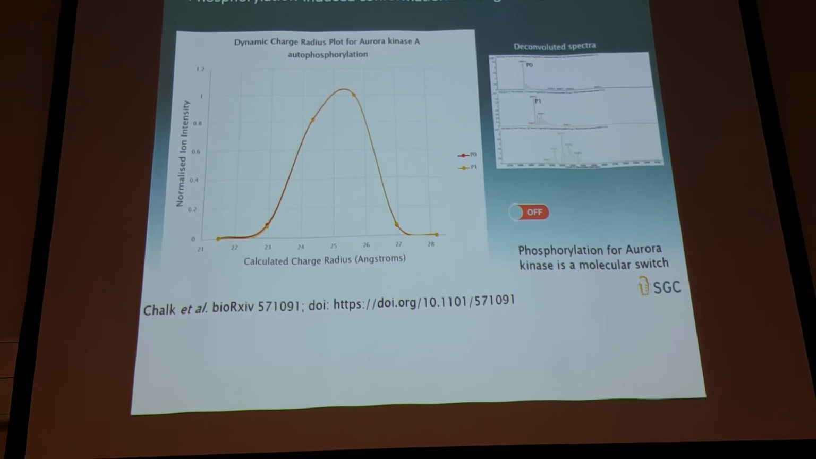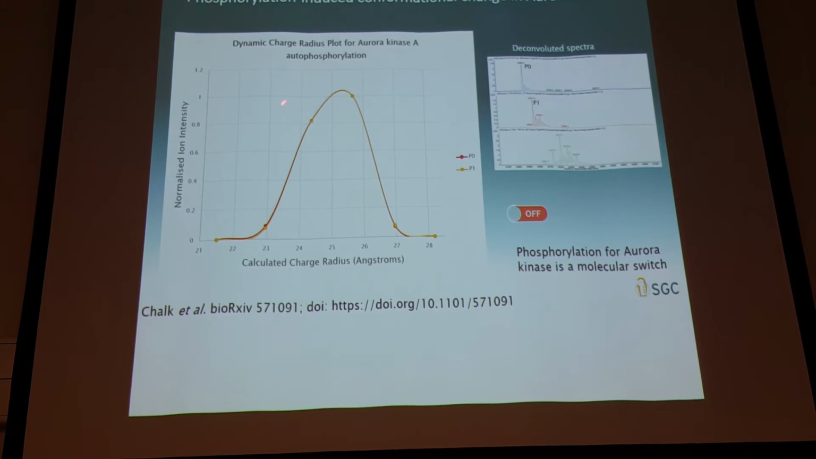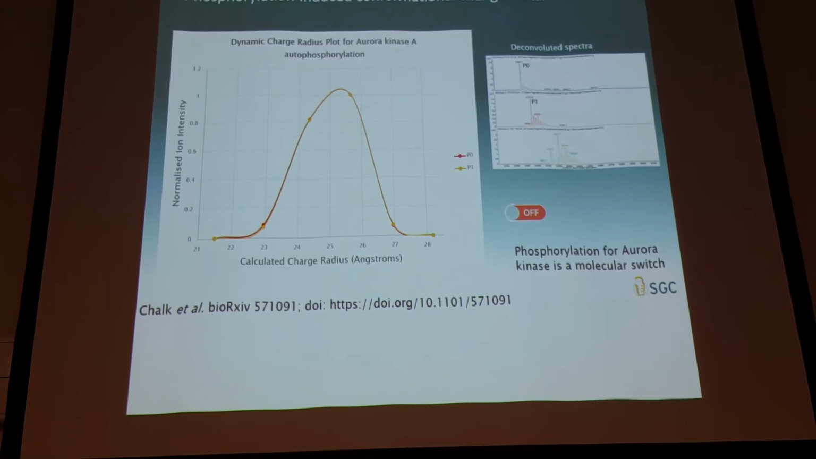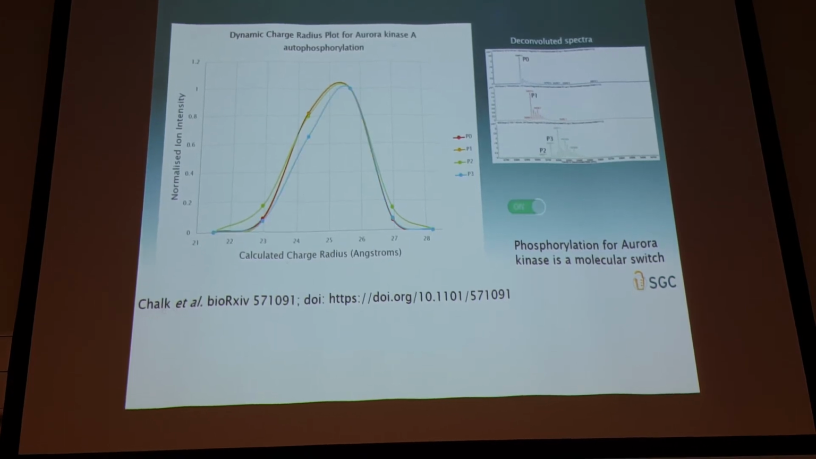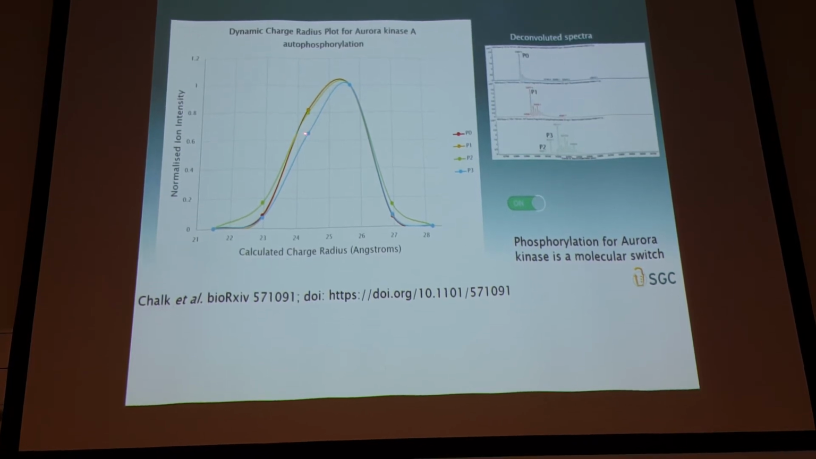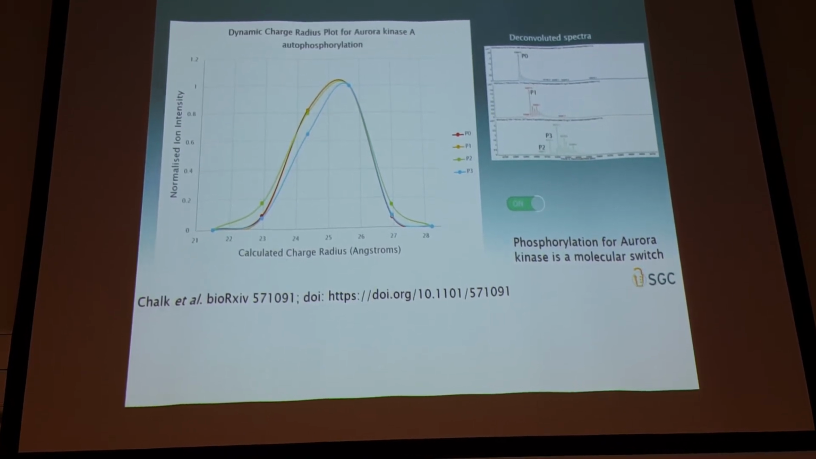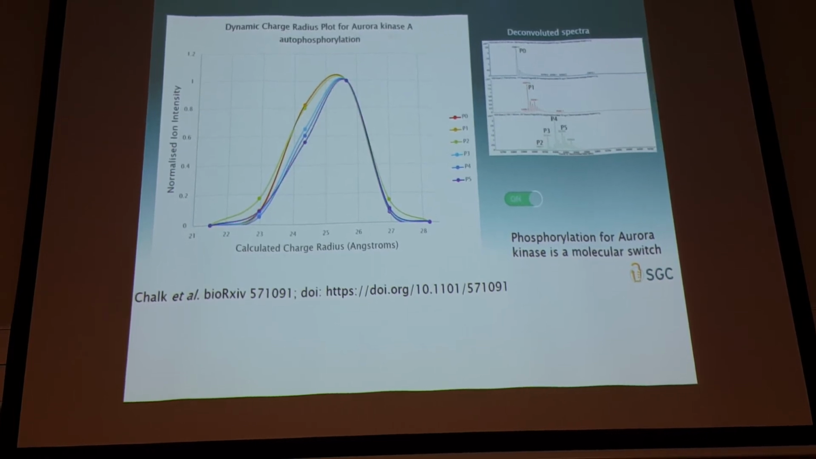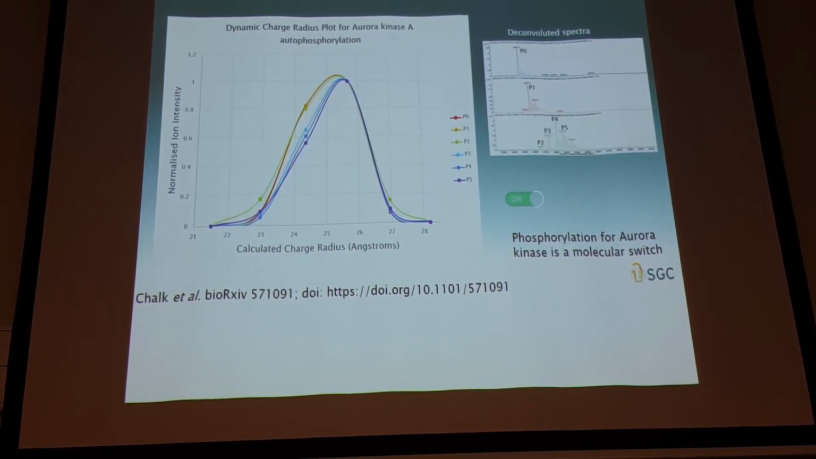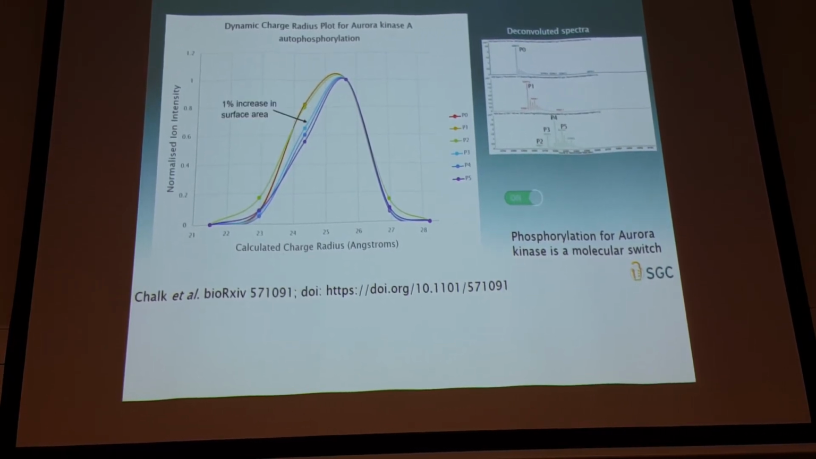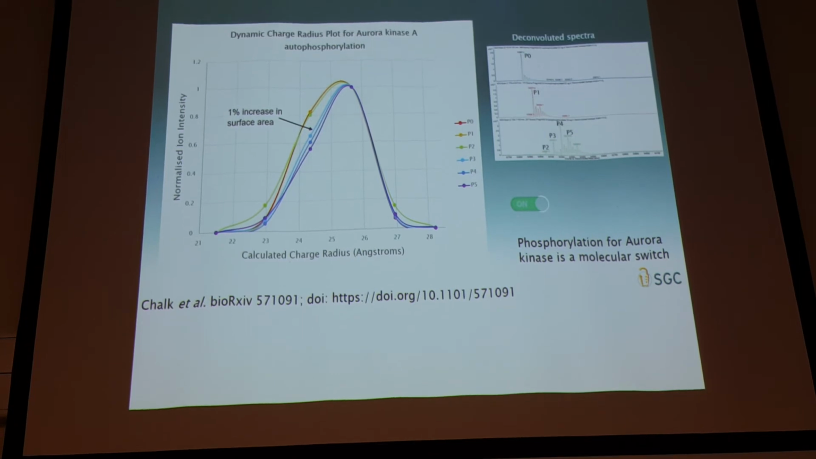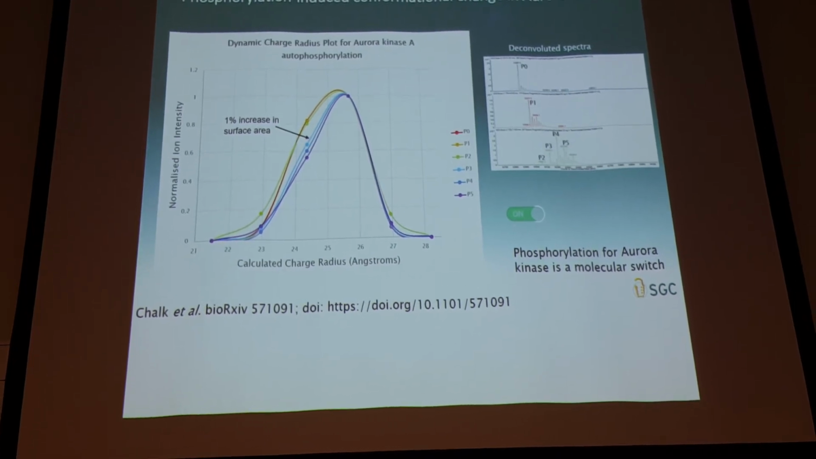If we now do that and overlay it for phosphorylation state 2, you can see there's almost no change. Phosphorylation state 3, very similar. However, phosphorylation state 4, you can see that the distribution has shifted to the right. Phosphorylation state 5. So what are you actually looking at here? What you are looking at is a 1% increase in the surface area.